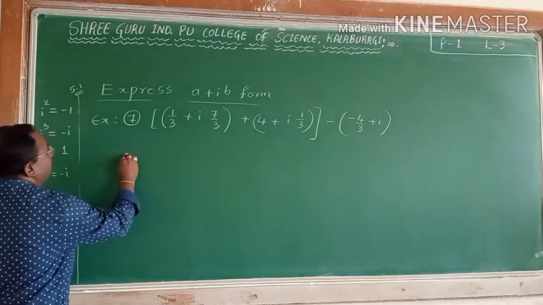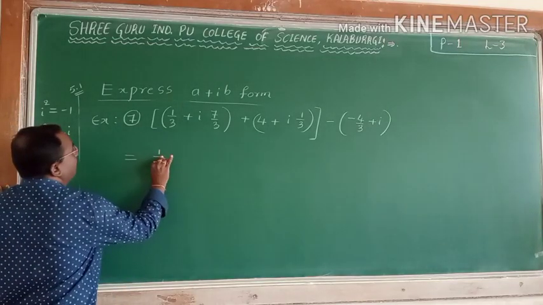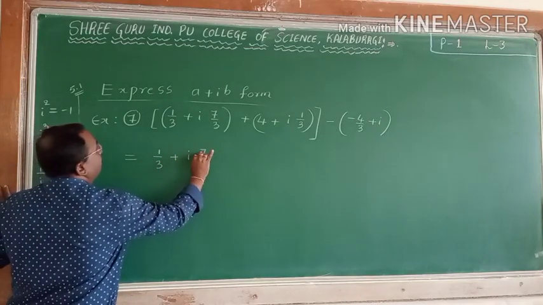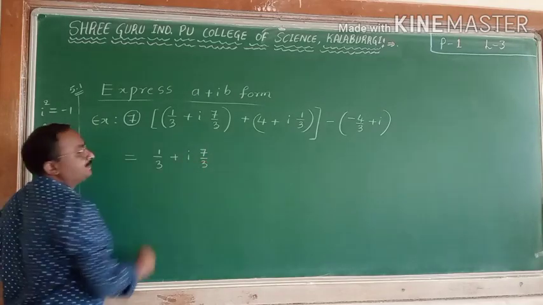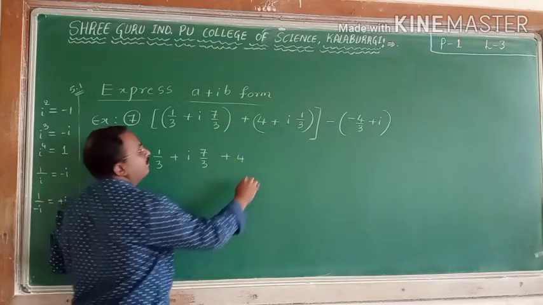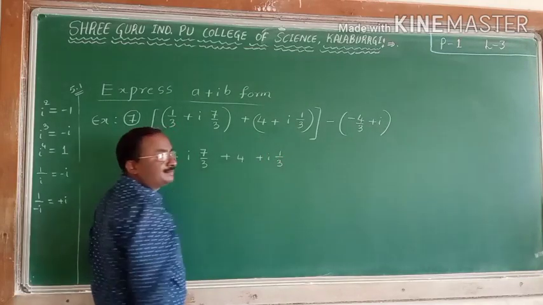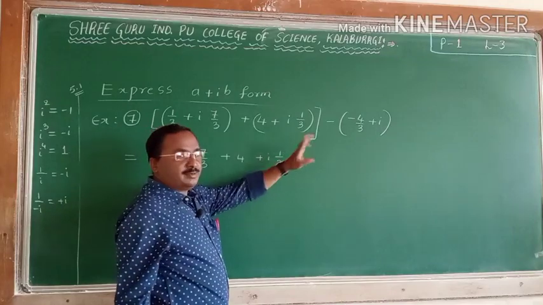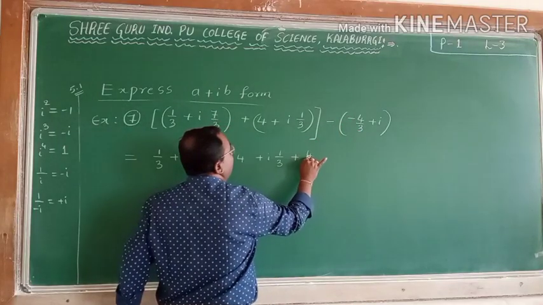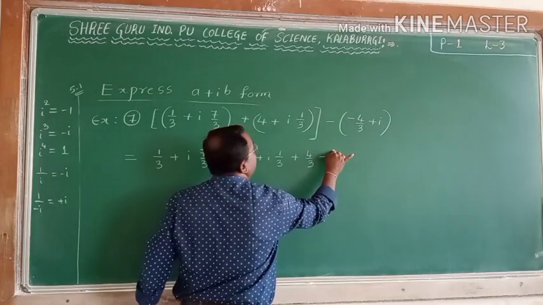Next step, 1 by 3 plus I times of 7 by 3 plus 4 plus I times 1 by 3, that is minus minus plus, minus 4 by 3 minus, plus minus I.